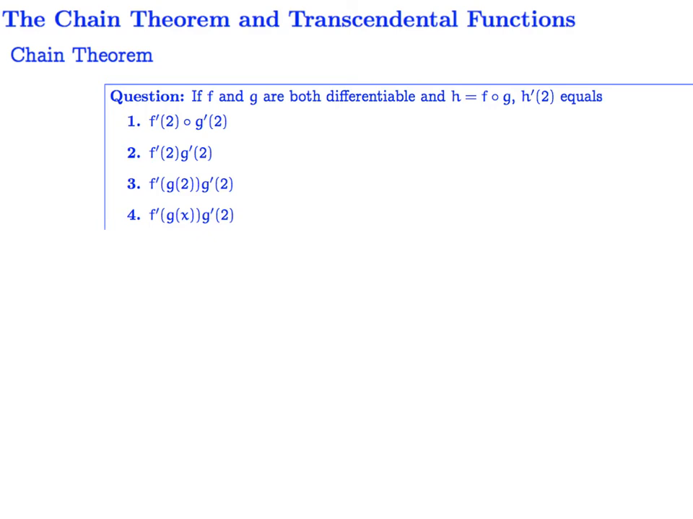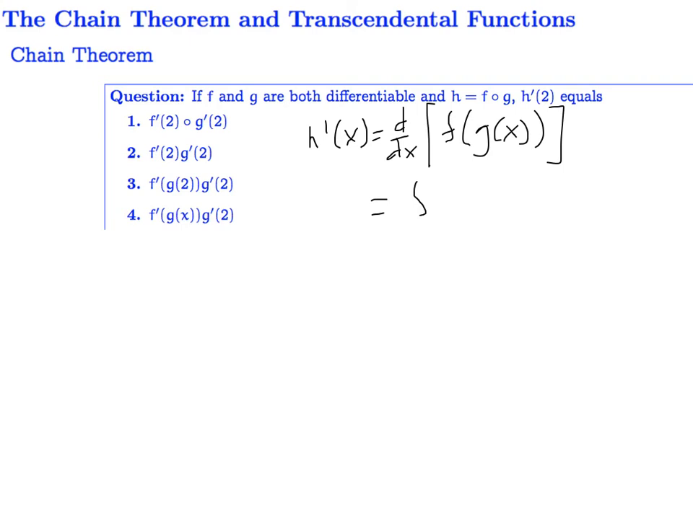So hopefully you've waited long enough, you've given it a shot, so let's think how to do this. Well, if I want to compute h prime of something, this means I need to compute the derivative of the composition of functions over here. And by the chain rule, for a composition of functions, I take the derivative of the outermost function, I leave the inside alone, and I multiply by the derivative of the inside function.